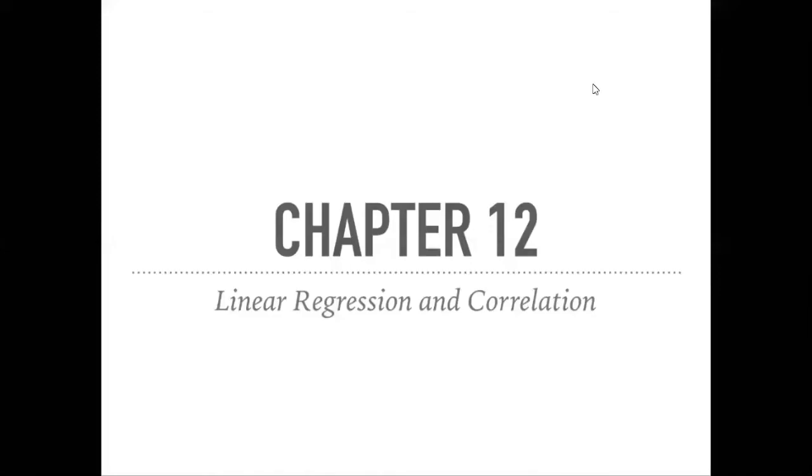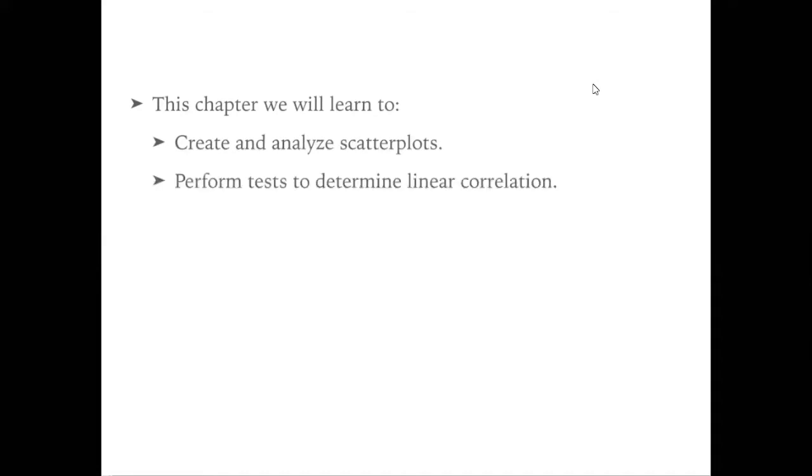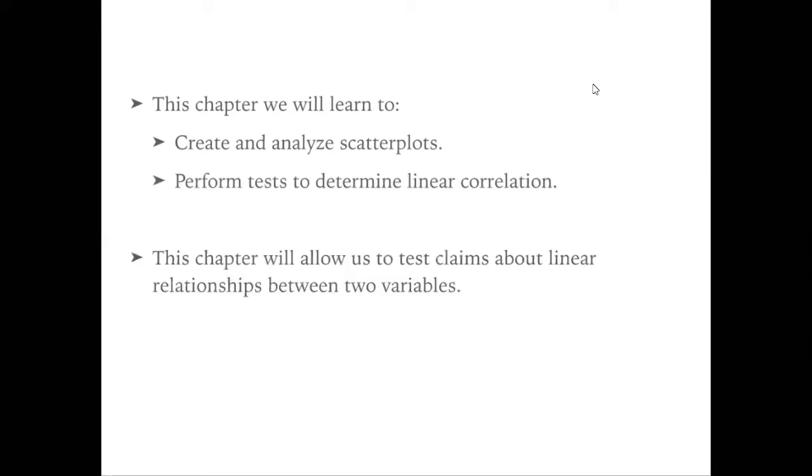Chapter 12, we are covering linear regression and correlation. Chapter 12 is fairly short, but it covers relationships where there's a cause and effect relationship between two variables. So in this chapter, we're going to learn how to create and analyze scatter plots. That's something that might be familiar to some of you already. We will perform tests to determine if there's linear correlation. And this chapter will allow us to test claims about linear relationships between two variables.